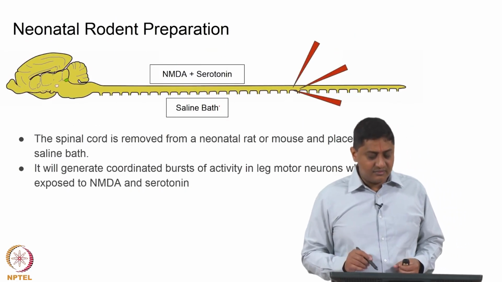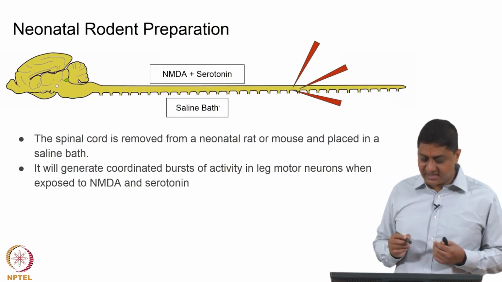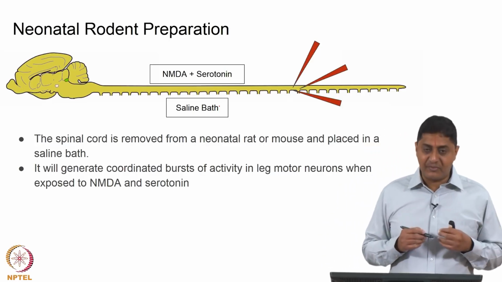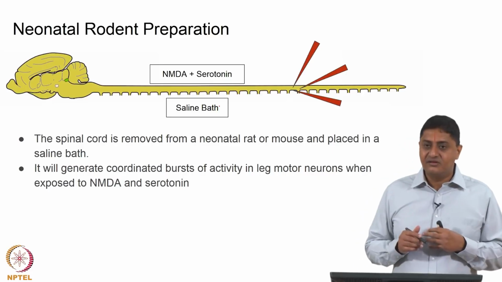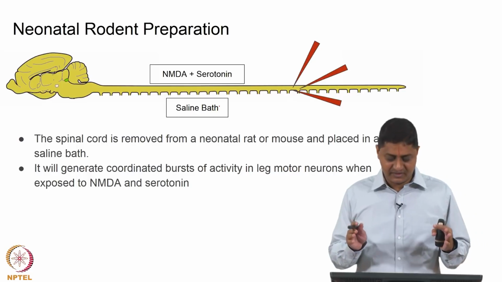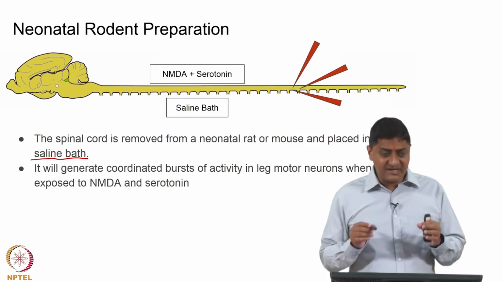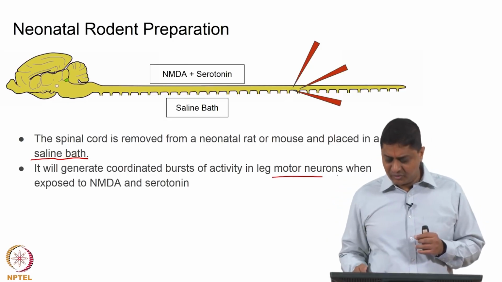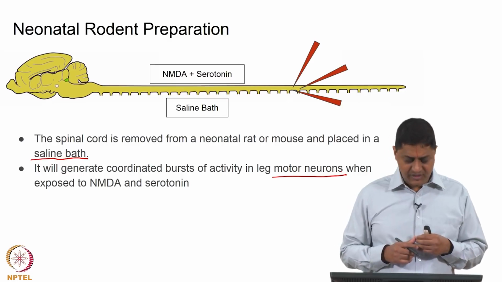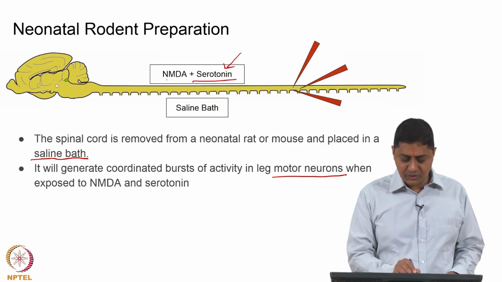Then there is the more recent preparation, the neonatal rodent preparation. In this case, from a neonatal rodent, so it is a baby, a pup, between 0 and 5 days, the spinal cord is removed and kept in a saline bath. It will generate coordinated active bursts of activity in the motor neurons, locomotor-like activity, when exposed to specific chemicals. What are these? Serotonin and NMDA.